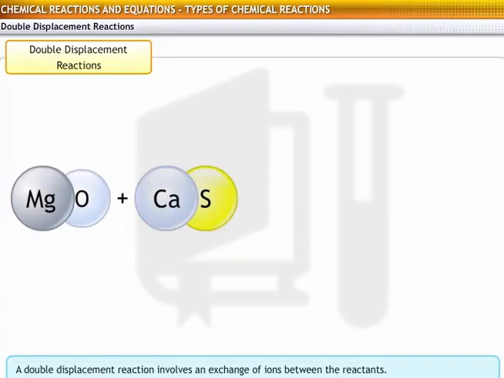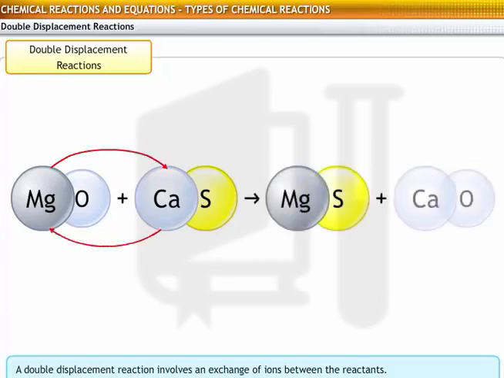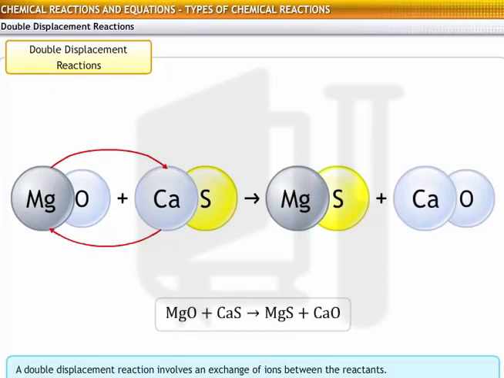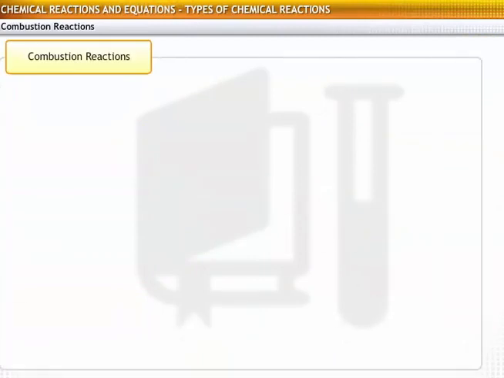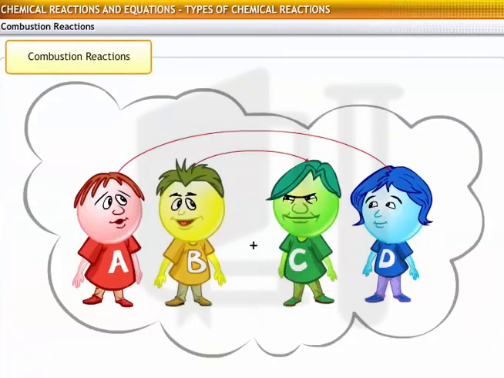In this reaction, magnesium and calcium ions interchange their places to form magnesium sulfide and calcium oxide. This reaction is known as a double displacement reaction because two compounds, magnesium sulfide and calcium oxide, are formed by the displacement of magnesium and calcium ions with each other. When the two reactants involved in a reaction are compounds, it is a double displacement. As you saw, in double displacement reactions, compounds exchange ions.